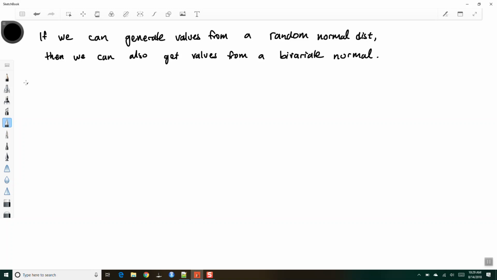Perhaps as an aside before we get into this, if we can generate from the standard normal, how can we go to a normal with a different mean and standard deviation? Say first.